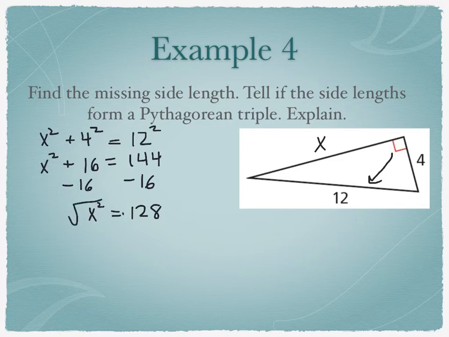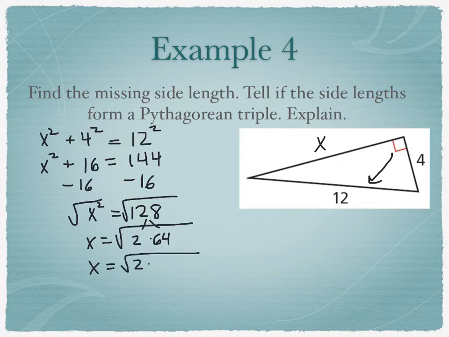So now we need to take the square root of both sides. So we get x is equal to, what can we factor out of 128? 2 and 64. What can we factor out of 64? 8 and 8. So now we have a pair of 8s that we can take out. So what do we get for x? 8 square root 2.